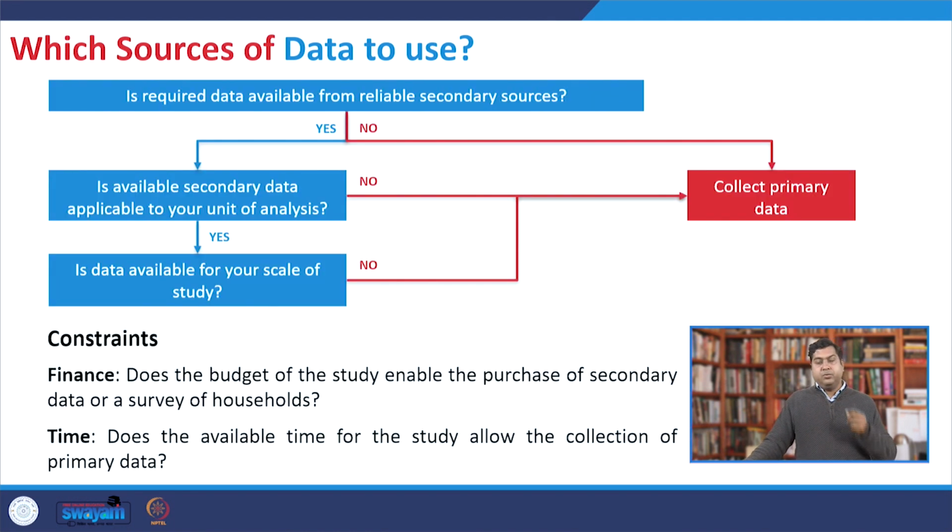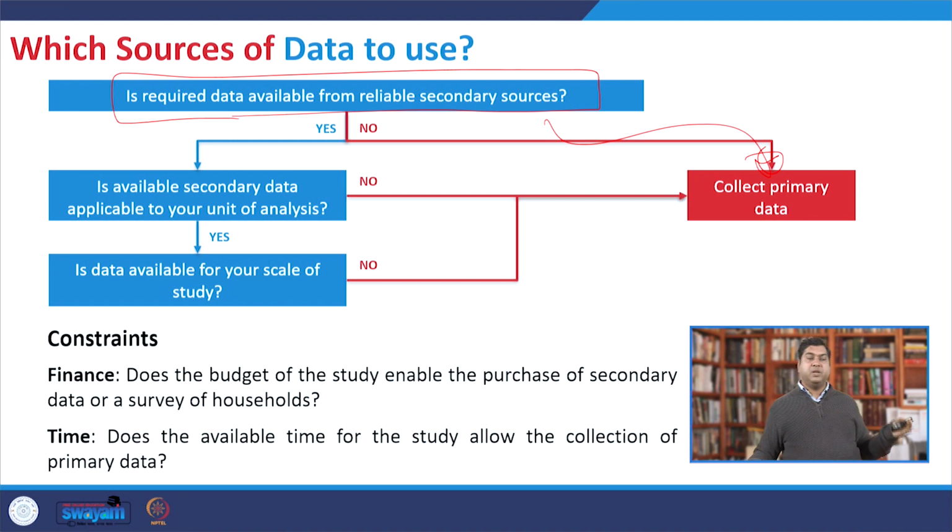Now let us understand when to go for primary survey or primary data collection. If the information is available and can serve the purpose of the research, we don't unnecessarily need to go for a primary survey. So the first question is: is the required data for your research available from secondary sources like census data, government reports, past research, or other valid documents? If the answer is no, then you have to collect the primary information.